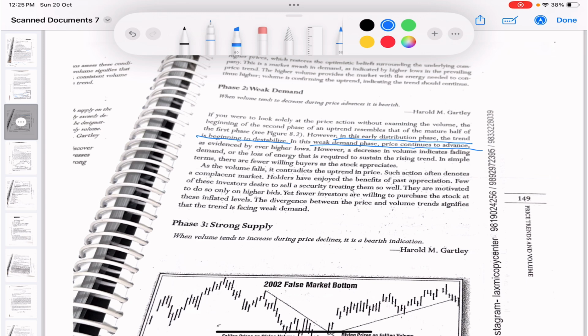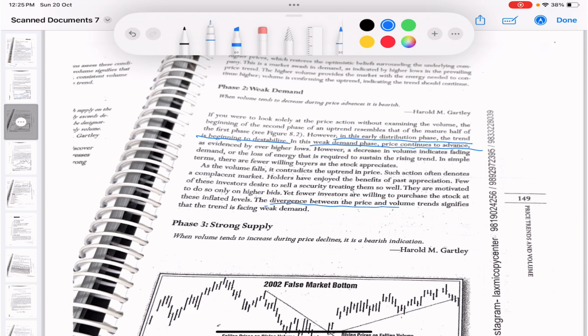Such action denotes a complacent market. Holders have enjoyed the benefits and have started booking their profits. That's what it shows. Few of these investors desire to sell a security that has treated them so well. They are motivated to do so only at high bids, right? Obviously, they now want to close off their positions and book their profits. They'll book their profits at a higher price, which is why they're still driving the price up, only to do their profit booking.